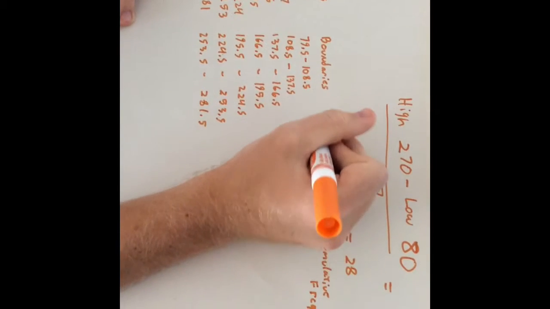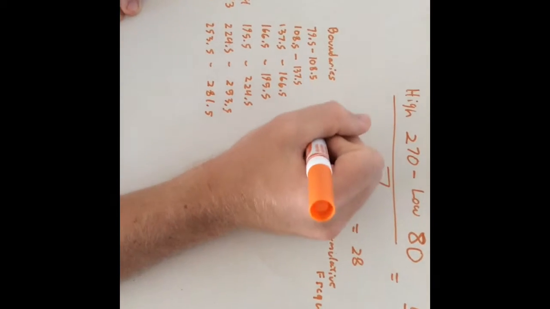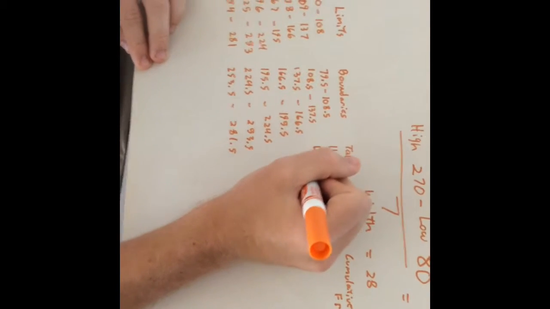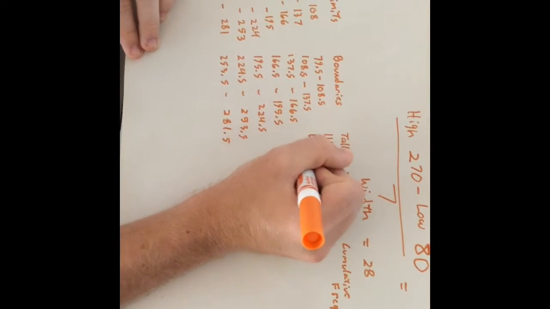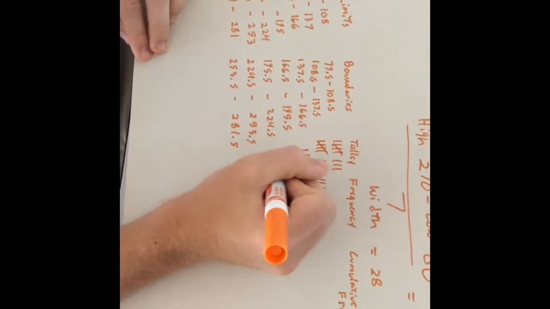The tally is just the number that fits into each class limit. So in the first group it's 8, in the second group it's 13, in the third group it's 2, in the fourth group it's 9, in the fifth group it's 10, and in the sixth and the seventh group it is 2.